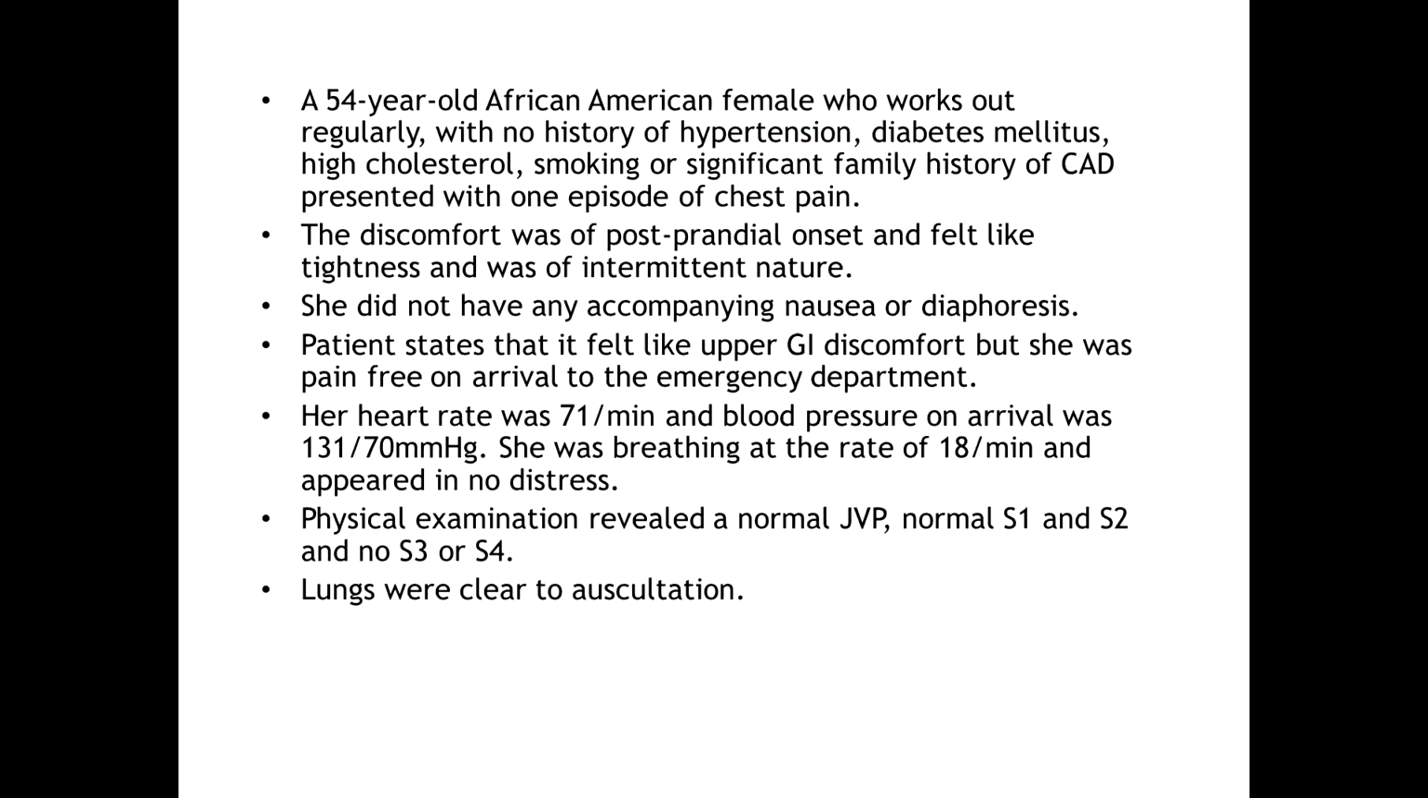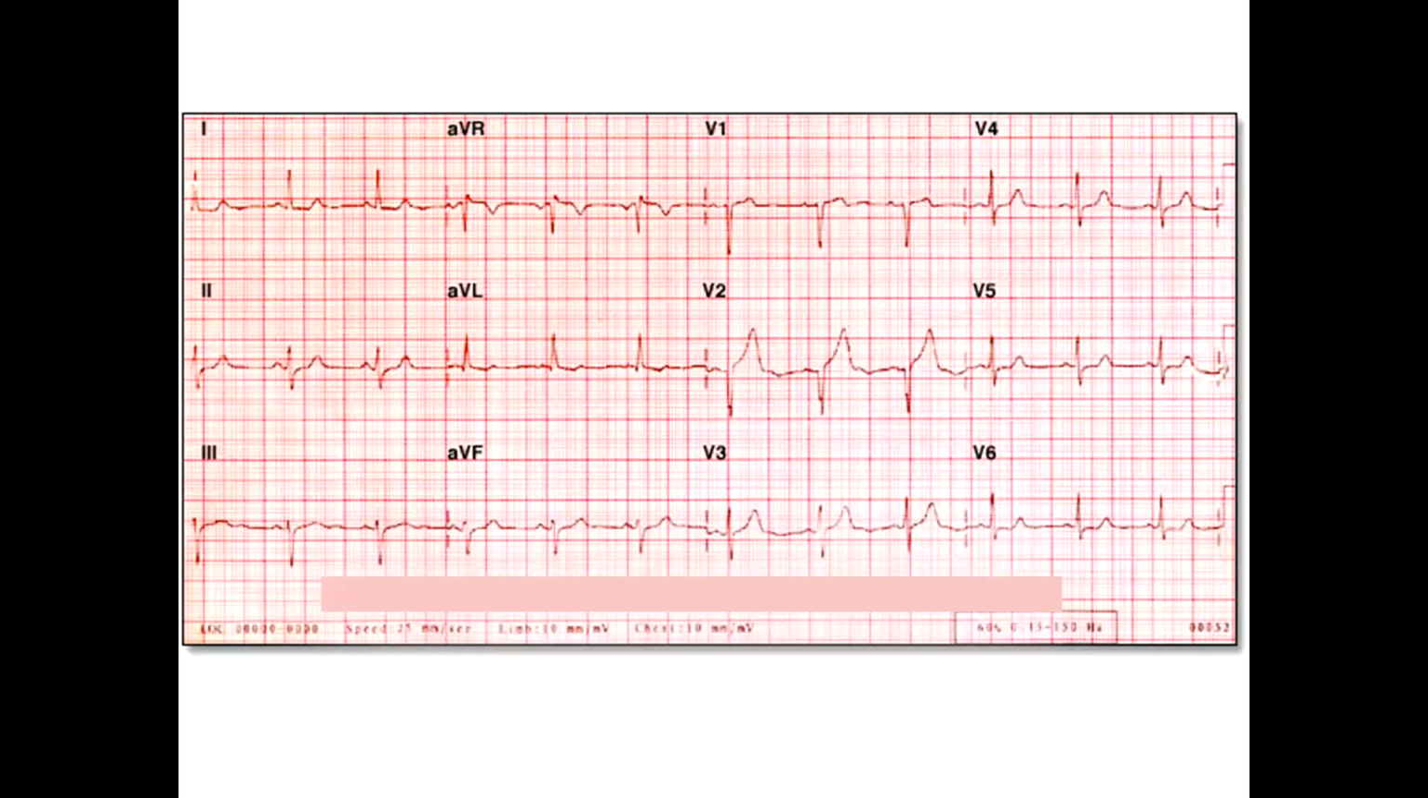Her heart rate was 71, blood pressure 131/70, breathing rate 18. She didn't appear to be in any distress. Upon physical examination, she had normal JVP, jugular venous pressure, we'll say distension. She had normal S1 and S2 and no S3 or S4. Her lungs were clear. But here's her 12 lead. So what do we notice here?